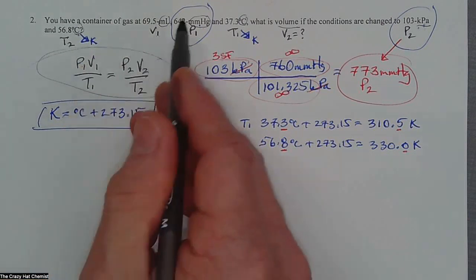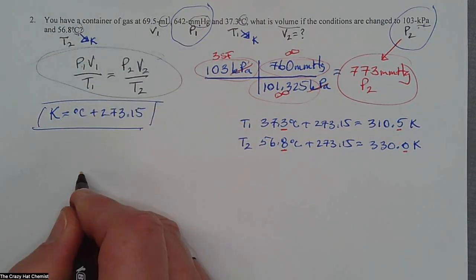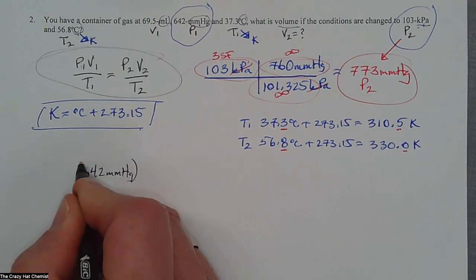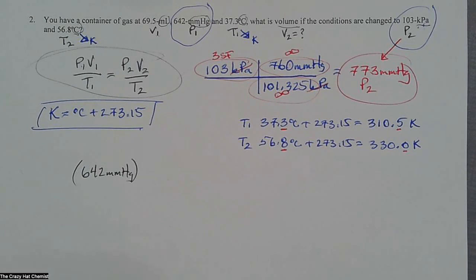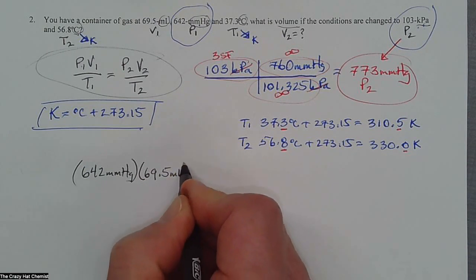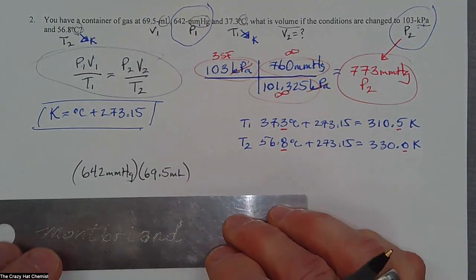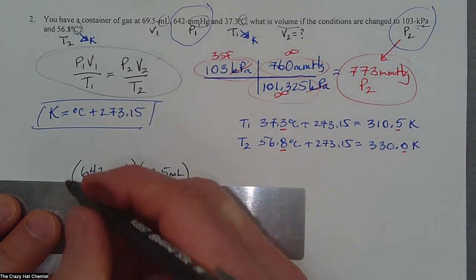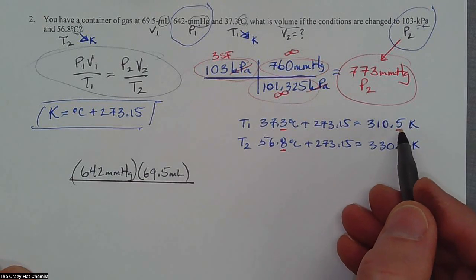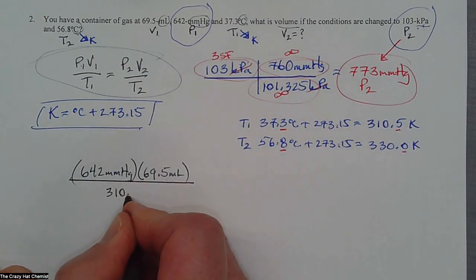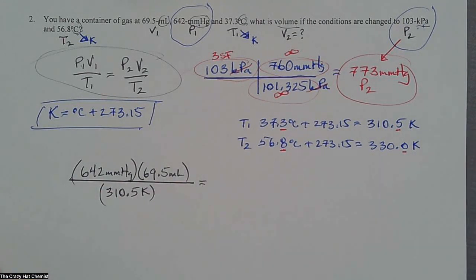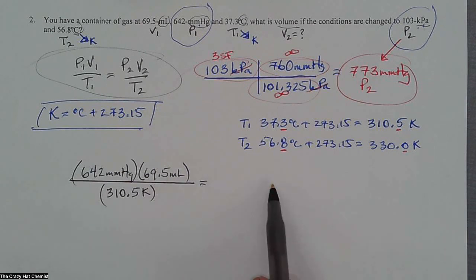The first pressure, number 1, is 642 millimeters of mercury. And then we have a volume, and that is 69.5 milliliters. And then we have a corresponding temperature. This is going to be temperature number 1, and that is going to be 310.5 Kelvin.